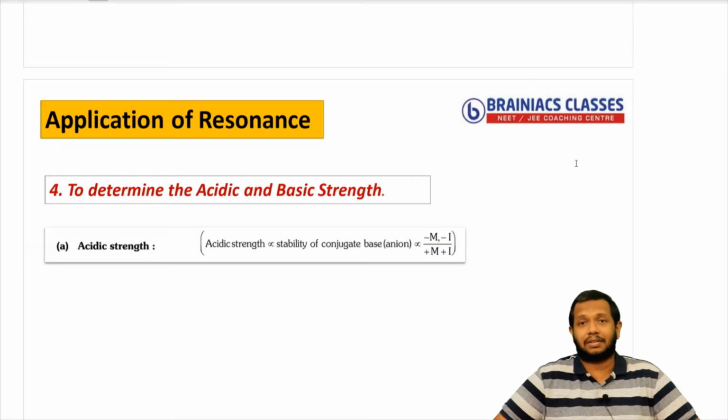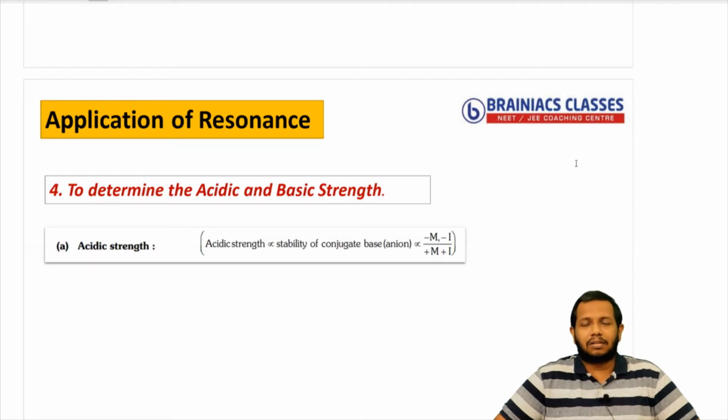acidic and basic strength. You might have seen the same topic under inductive effect also, as I told. The concept remains the same. The only thing is that once H plus is donated, we need to see how the remaining structure is stabilized. In the remaining structure there will be resonance, sometimes inductive effect, sometimes hyperconjugation. But the priority is always resonance, then hyperconjugation, then inductive effect. And the same applies to basic strength.